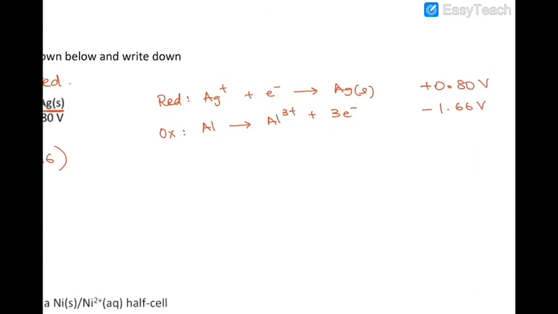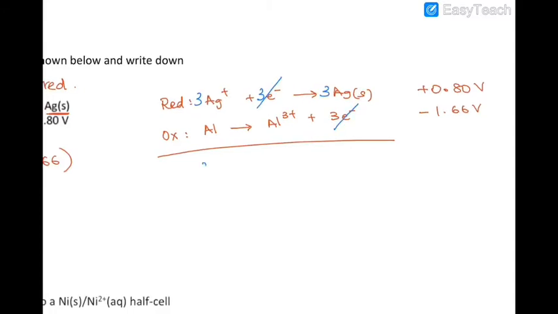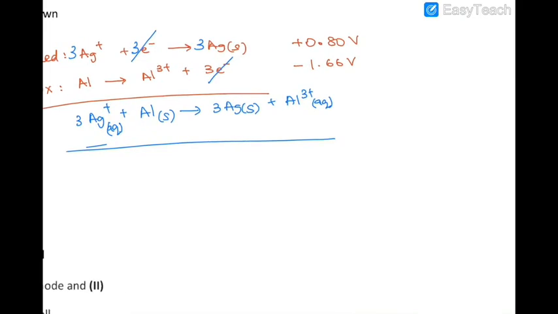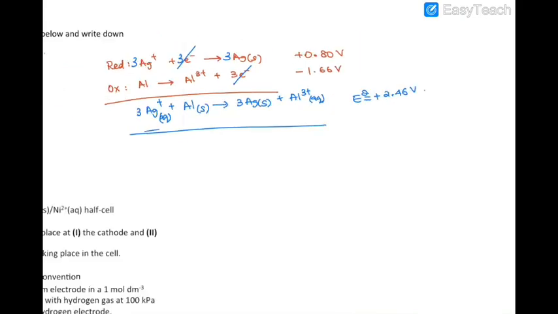And for oxidation, you have aluminium forming Al3+ and free electrons. So you have loss of electrons. In the overall equation, the electrons should cancel out, so I need to multiply the equation of silver by 3, so that the free electrons cancel out. So I end up with the overall equation 3Ag+ plus aluminium. I include the state symbols, giving 3Ag solid here. So this is the overall equation with the overall cell potential of here.